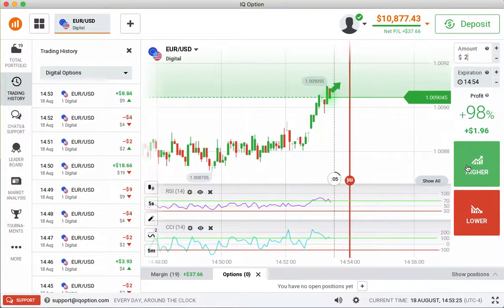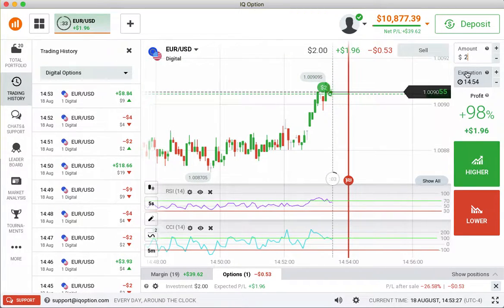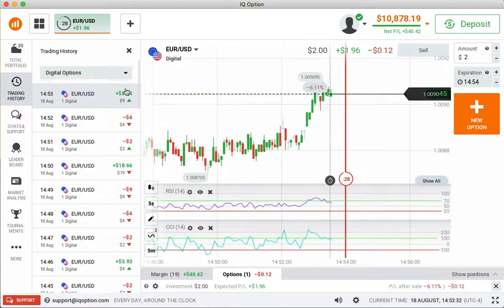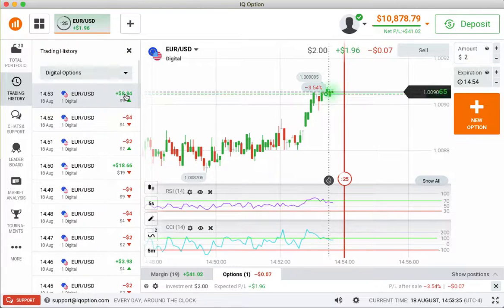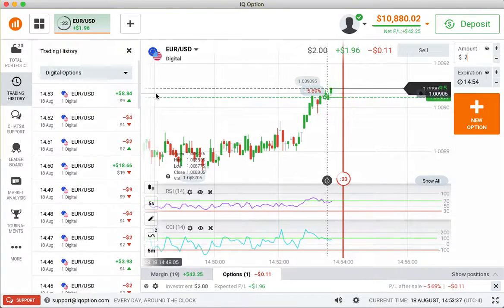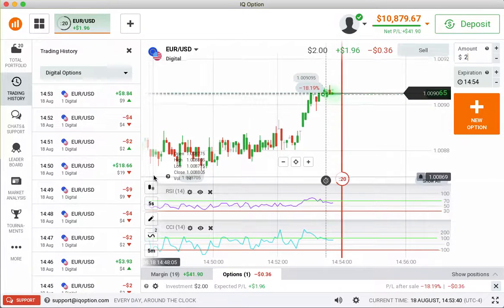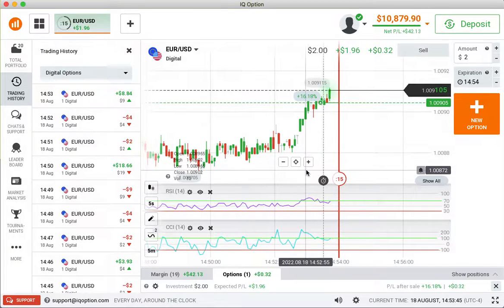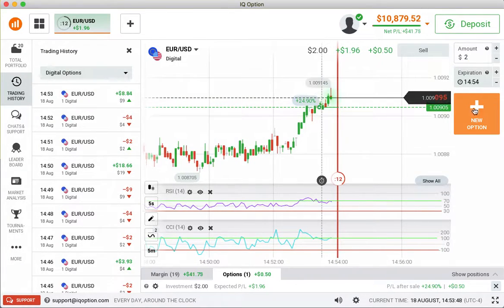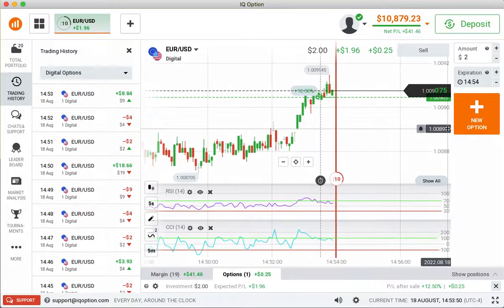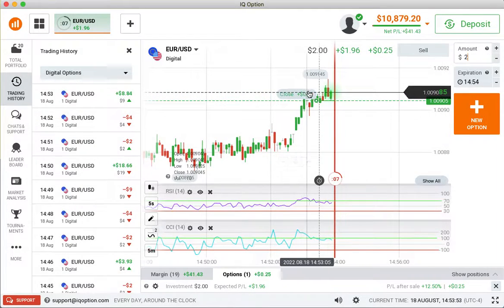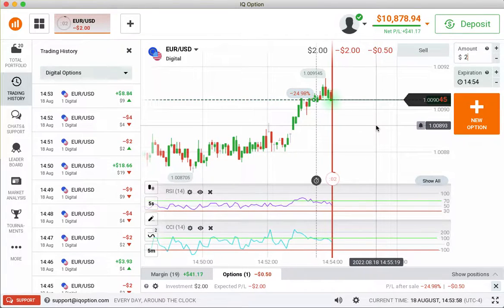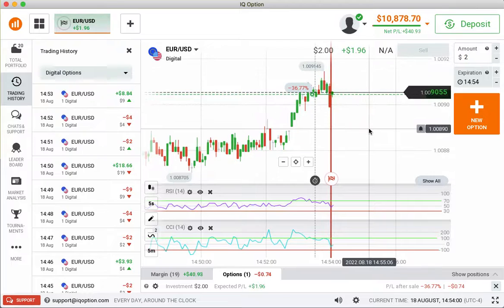Might come back down to retest, but it's up, so we're going up by 2. So 4 and 2 is 6, 6 and 2 is 8, so 284. $2.84 profit of that trade. And yeah, sometimes you can't predict the markets.